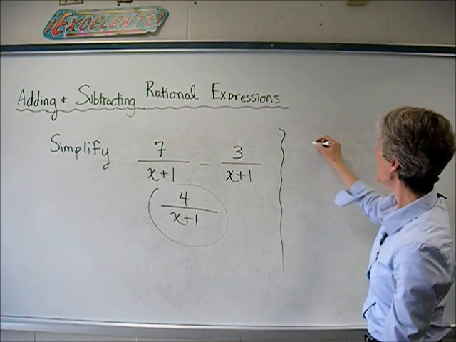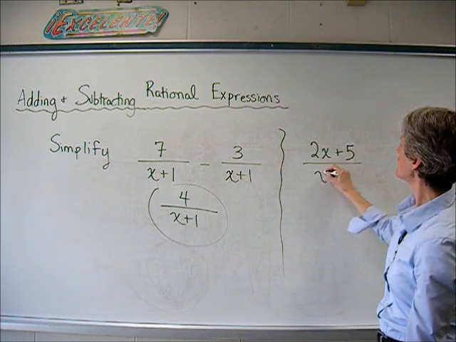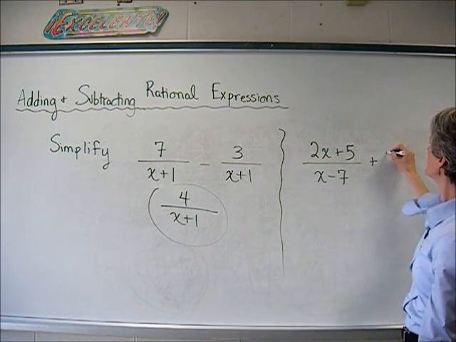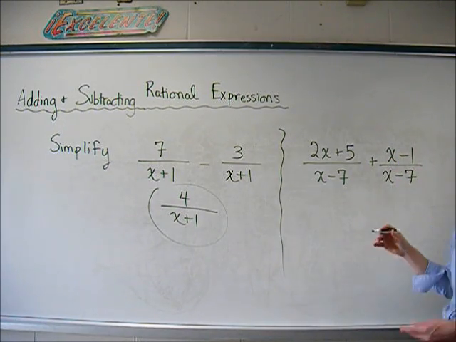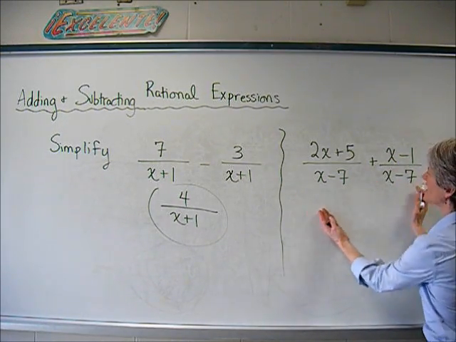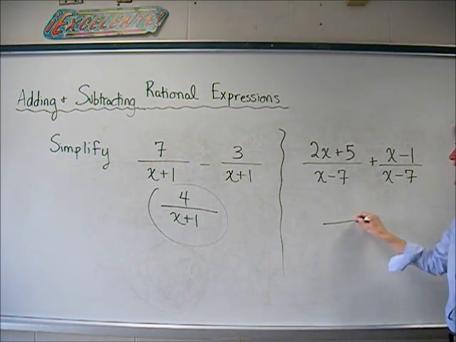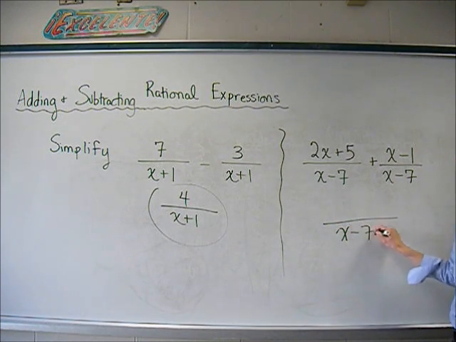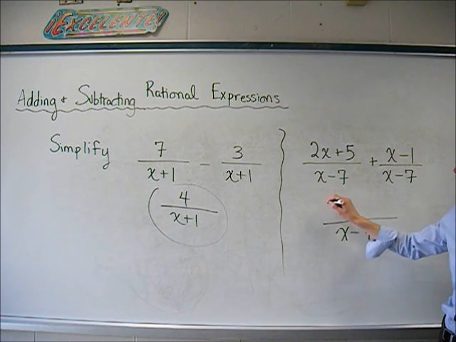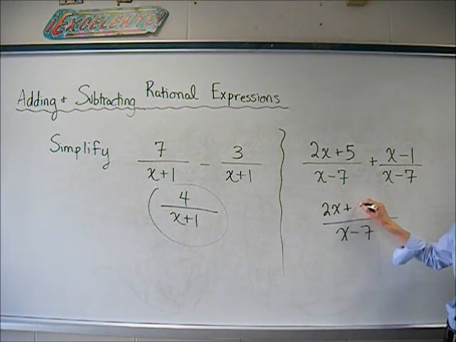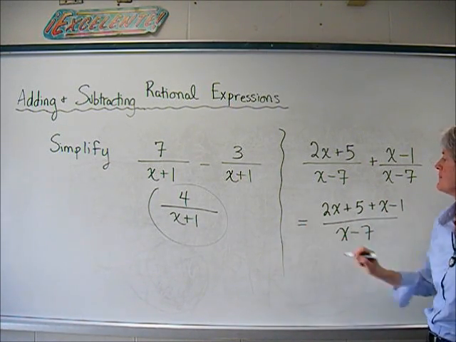All right, what if I had, let's get a little more complicated, 2x plus 5 over x minus 7 plus x minus 1 over x minus 7. Okay, I want to simplify these. I want to combine them. I first look to see if I have a common denominator, and I do, so so far so good. All I want to do now is combine my numerator. I'm just going to write it out. You don't need to write it out, but I'm just going to do it so you see what I'm doing.